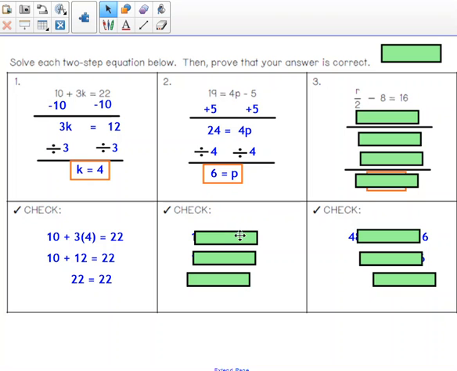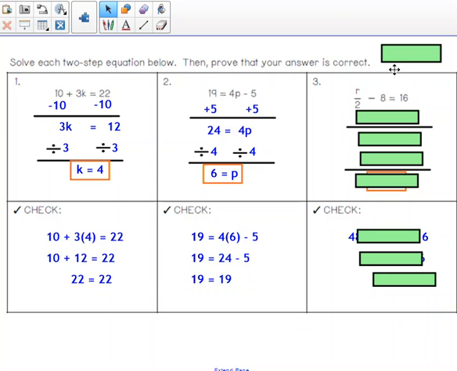So let's plug this in just to make sure. I'm going to rewrite the problem, but with our answer plugged in now. So 19 equals 4 times 6 minus 5. Okay, so do the multiplication. We get 24 minus 5, which is 19. So it checks out good.